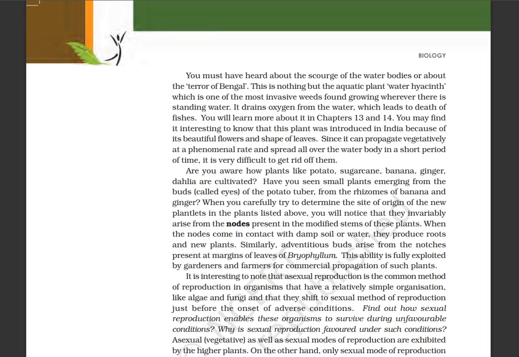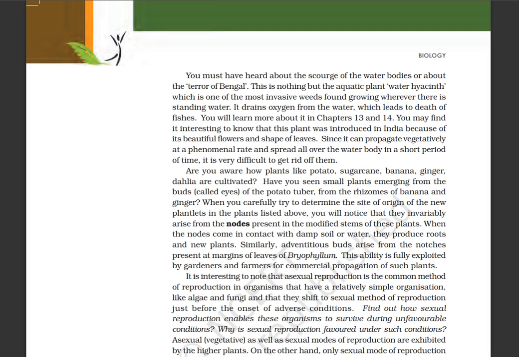When you carefully try to determine the site of origin of the new plantlets in the plants listed above, you will notice that they invariably arise from the nodes present in the modified stems of these plants. When the nodes come in contact with damp soil or water, they produce roots and new plants.